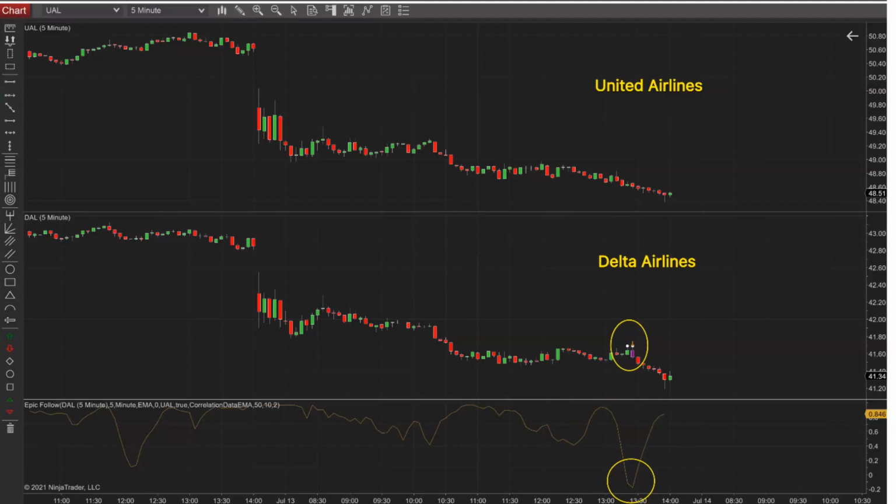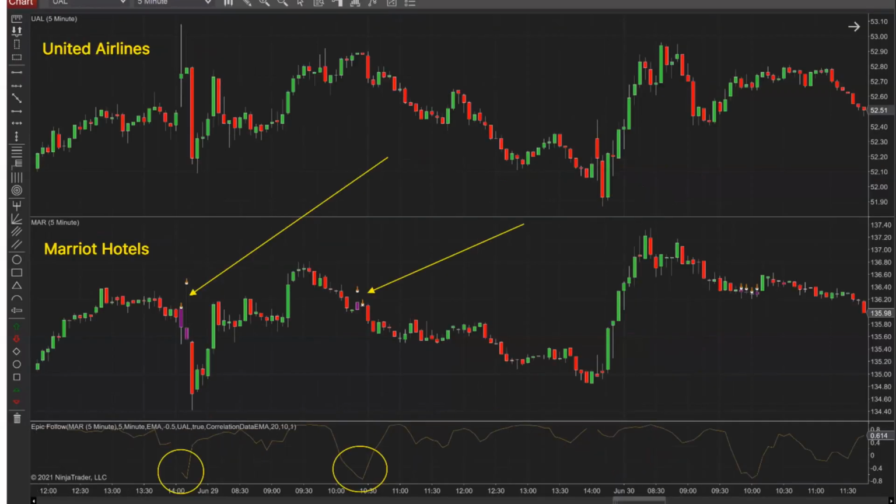So this is just kind of an example. You could use this also with equity to equity in terms of following, right? So here we have correlation. You can see down here at the bottom, out of correlation from United. So basically, this is also looking for a major move in terms of the correlation indicator. So out of correlation, you have Delta going up while United's been going down. And the trigger, which Epic Follow would then either algo trade or you can manually trade as an indicator, would show you where to potentially enter there.